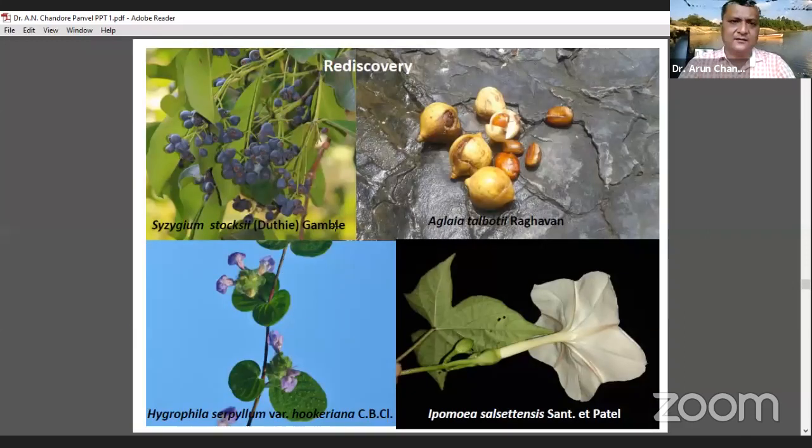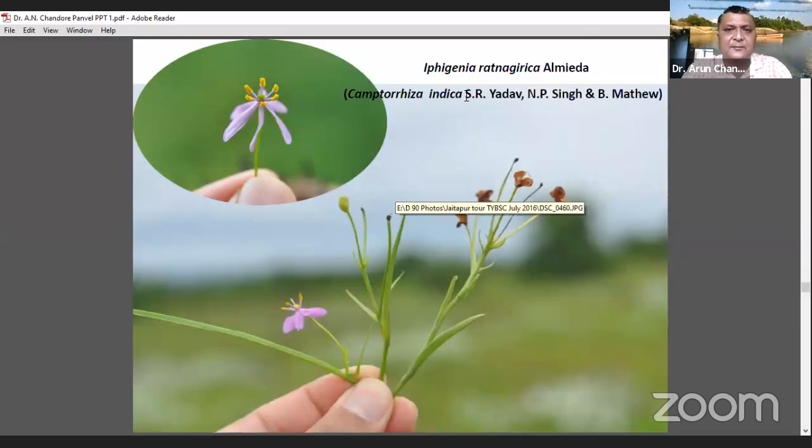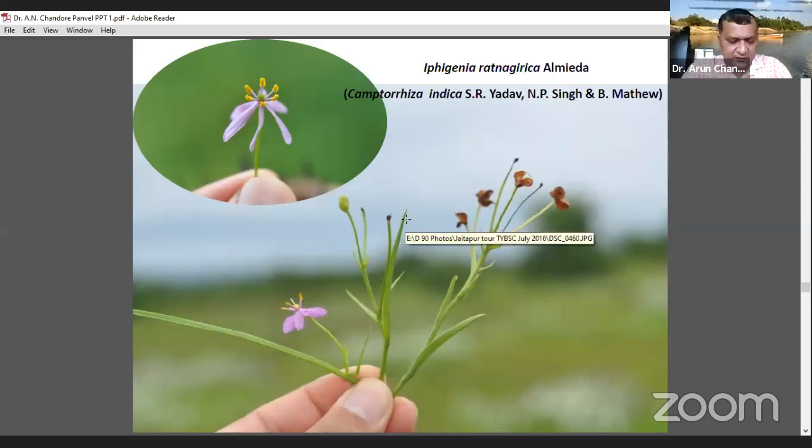Then some plants you see here were not reported after their type discovery. This is Syzygium stocksii, this is Aglaia talbotii, this is Hygrophila serpyllum, and this is Ipomoea salsettensis. These plants we rediscovered after their type locality from the Konkan region. Then this is the plant Eulophia ratnagirica, earlier named Camptorhiza indica. This species was described by my guide Professor S. R. Yadav, and it is restricted only to Ratnagiri plateaus. Recently the name was changed to Eulophia ratnagirica.